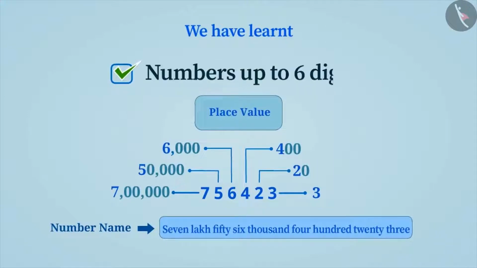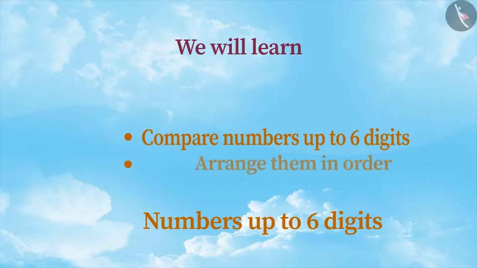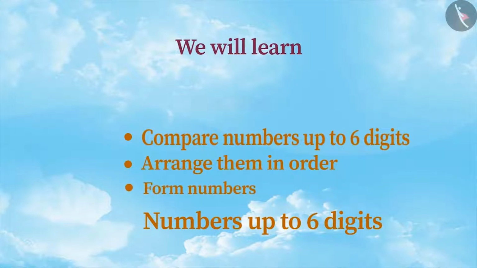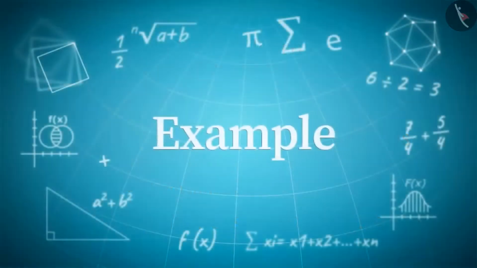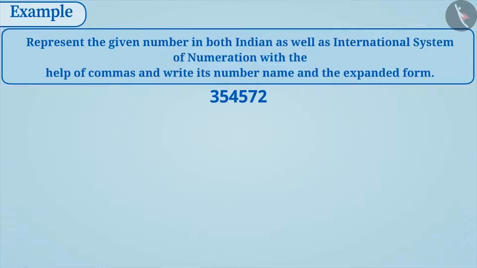In the previous video, we learned about numbers up to 6 digits. In this video, we will look at examples to compare numbers up to 6 digits, arrange them in order, and form numbers. Represent the given number in both Indian as well as international system of numeration with the help of commas and write its number name and the expanded form. In the Indian system of numeration, commas are written from the third digit from the right to mark thousands and then after 2 digits to mark lakhs.